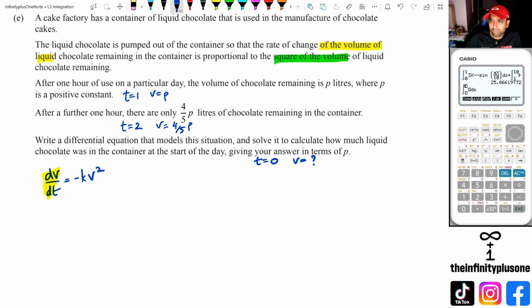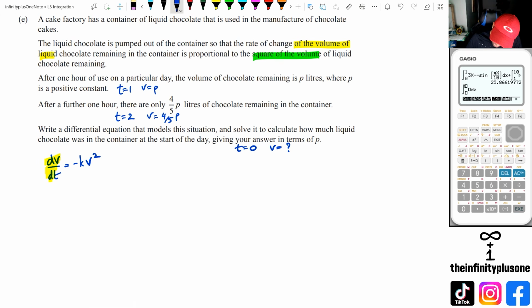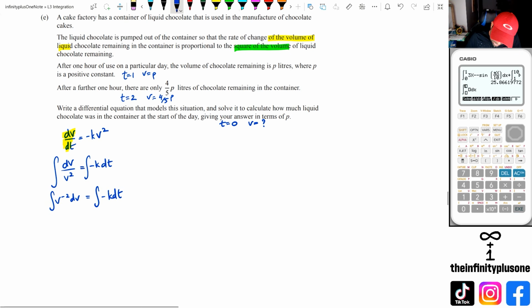So we've got a few steps that we need to do. The first thing we're going to do is separate the variables. So we've got dV over V squared equals negative k dt. Now we're going to integrate both of these. I need to bring this to the numerator first before integrating: V to the negative 2 equals negative k dt. So I'm going to integrate this.